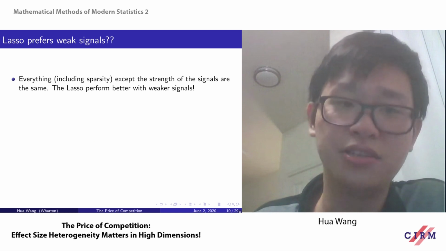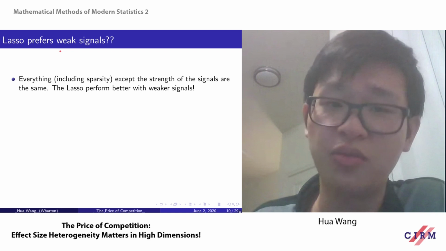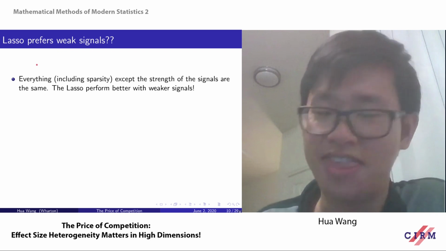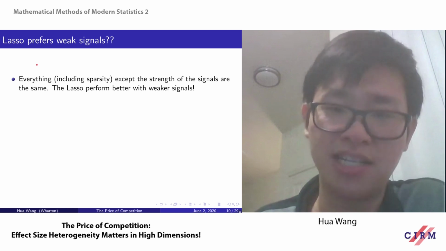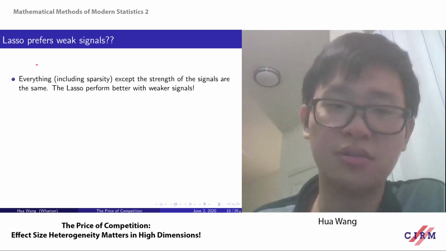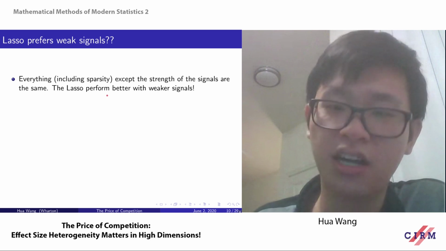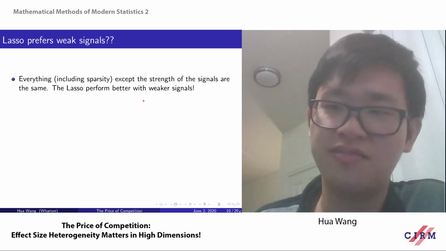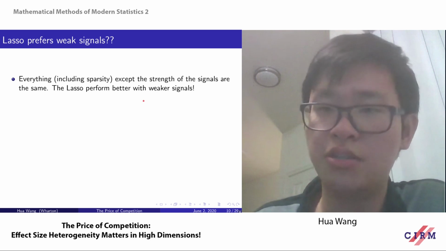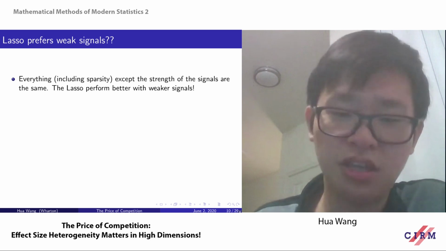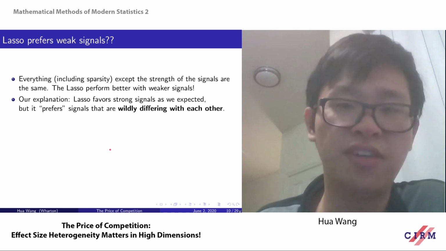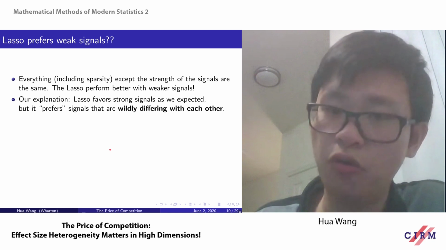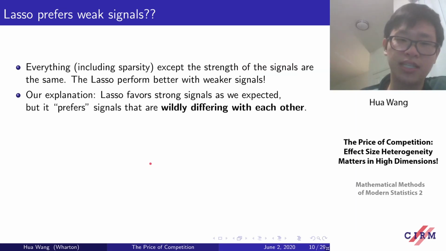One possible and intuitive explanation is that Lasso prefers weak signals, because virtually everything is the same, including the sparsity, except for the strength of the signals. And Lasso performs even better with weak signals. That is really weird, and to the best of my knowledge, there is virtually no theory in the existing literature that can explain this kind of phenomenon. So let me propose an alternative explanation. That is, Lasso still favors strong signals as we expected, but it just prefers signals that are wildly differing from each other.